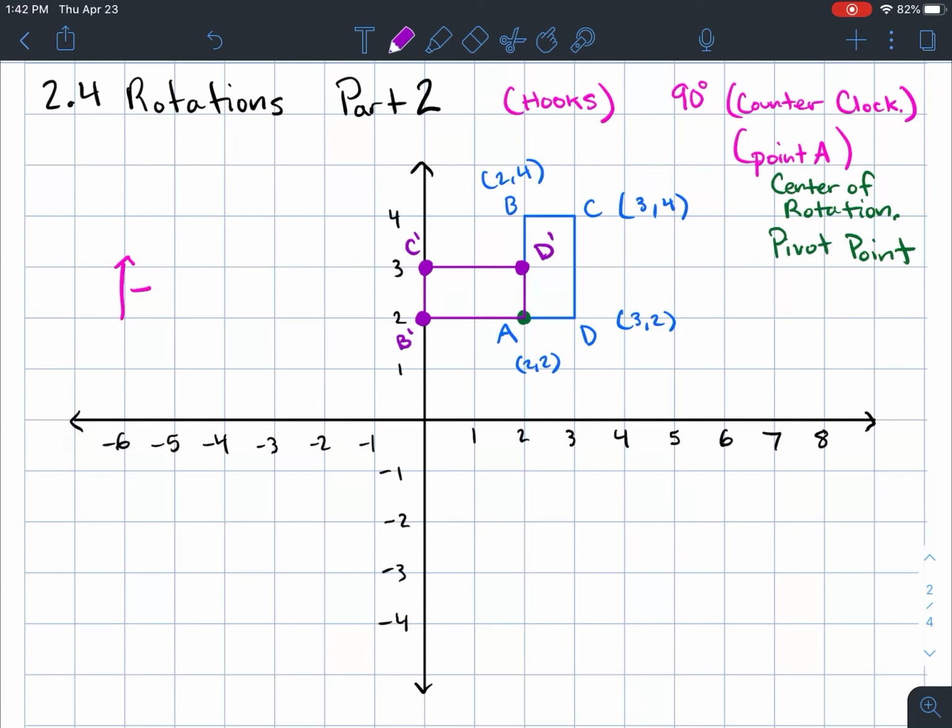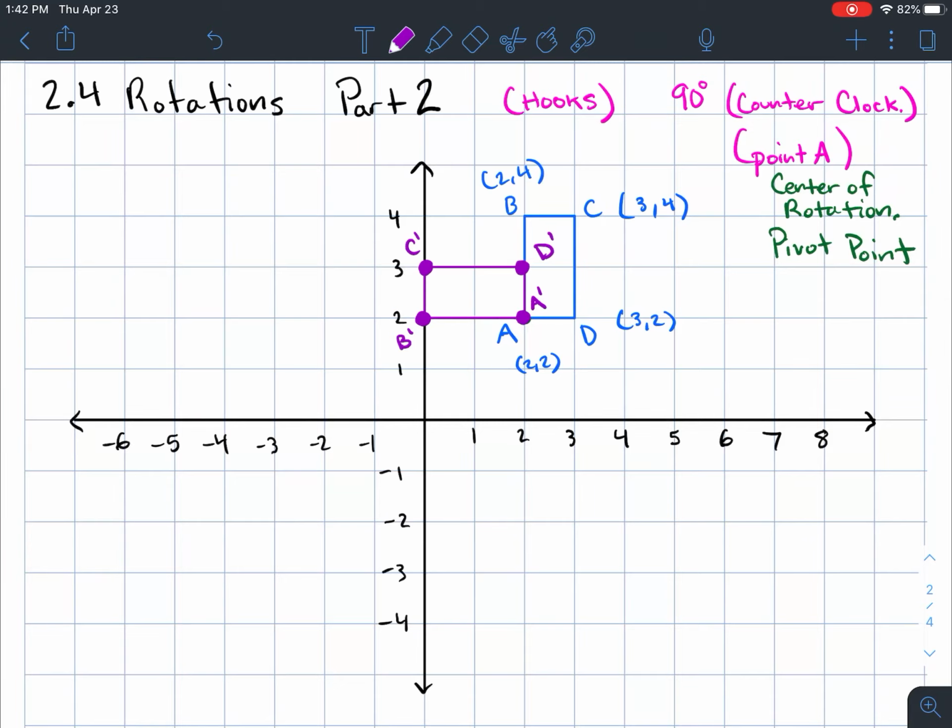Now, A is in the same place, but it still would be considered a prime, A with the hash mark, after you rotate the shape. So it doesn't move, it stays here, but just to give you some clarification. So we took that rectangular shape, we rotated it 90 degrees counterclockwise.